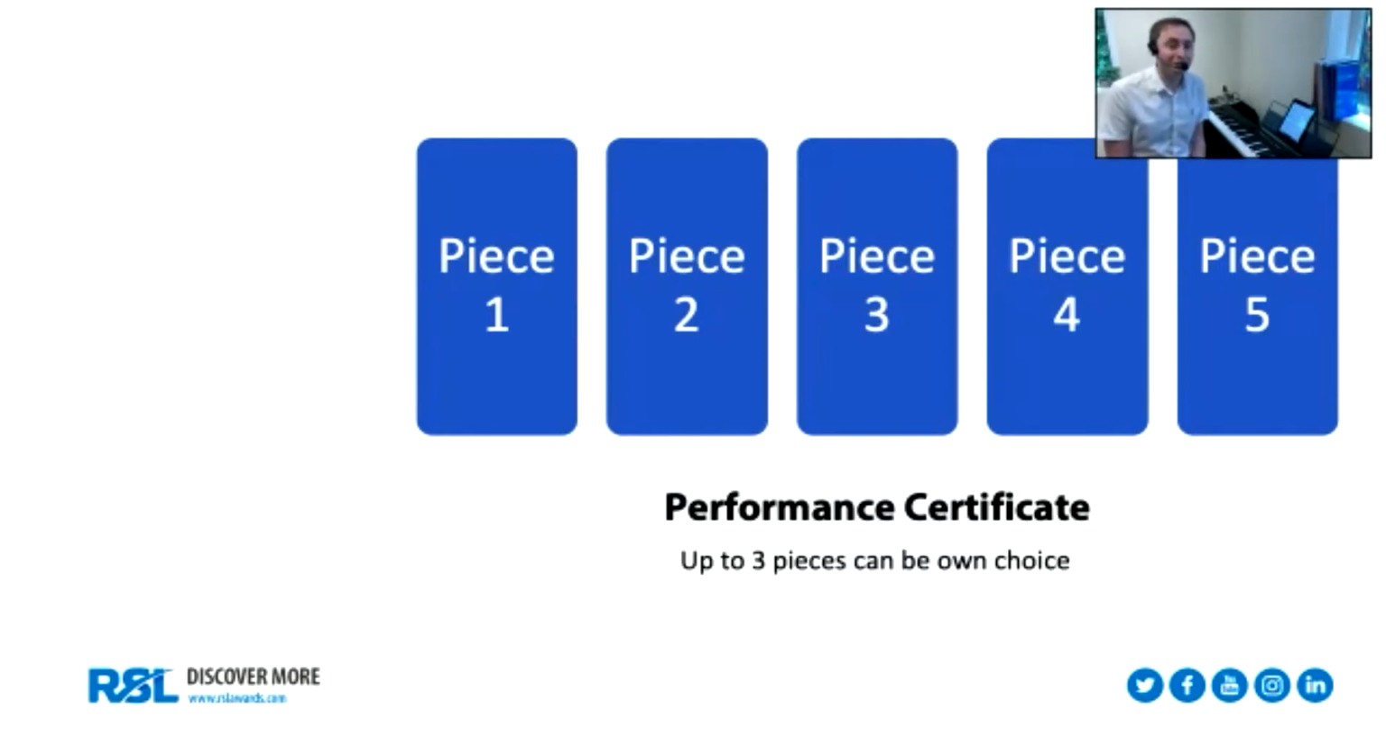It's also worth saying for a performance certificate that 3 of the 5 pieces can actually be the student's own choice. Of course, we've got a wide selection of pieces in the new grade books, but if your student wishes to, they can choose up to 3 pieces completely from their own preference.